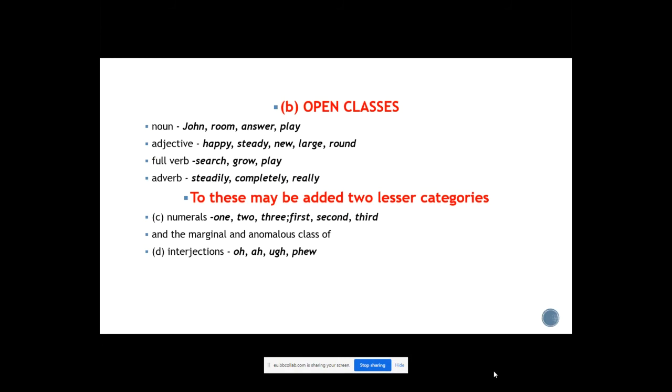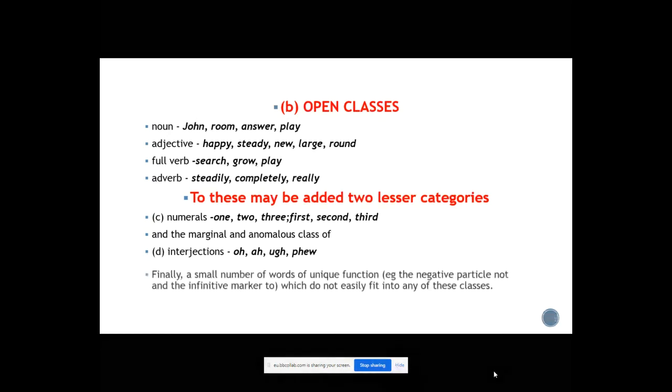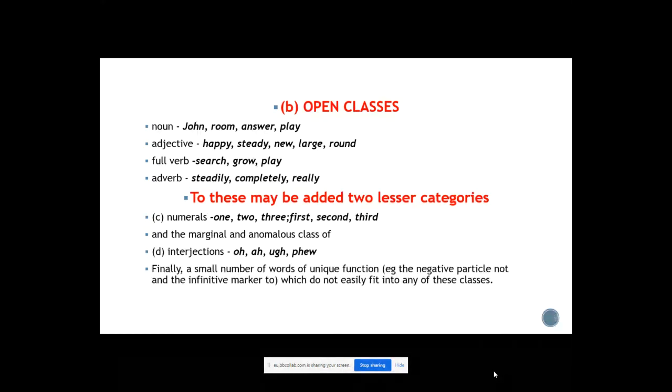And in the traditional approach to grammar, they put numerals and determiners under adjectives because they precede the noun, right? Finally, a small number of words of unique function, the negative particle not and the infinitive marker to, do not easily fit into any of these classes.